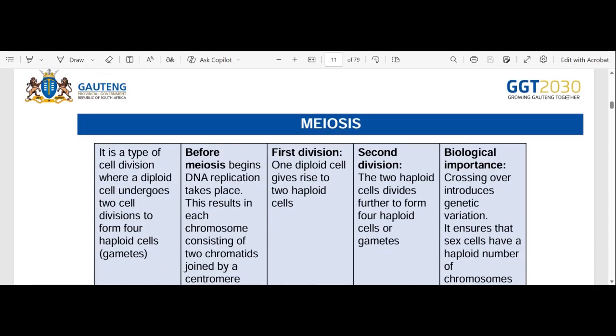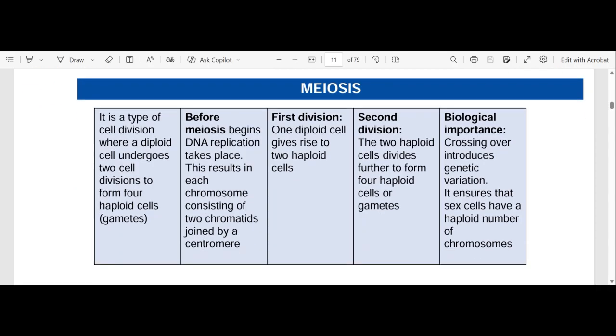Now let's go to meiosis. Before we get into meiosis, what is meiosis? Meiosis is a cell division that results in 4 dissimilar or unidentical cells. Remember in grade 10, you learned about mitosis. Mitosis is a cell division that results in 2 identical cells. So it's very different from meiosis. Mitosis results in 2 identical cells, whereas meiosis results in 4 unidentical cells.